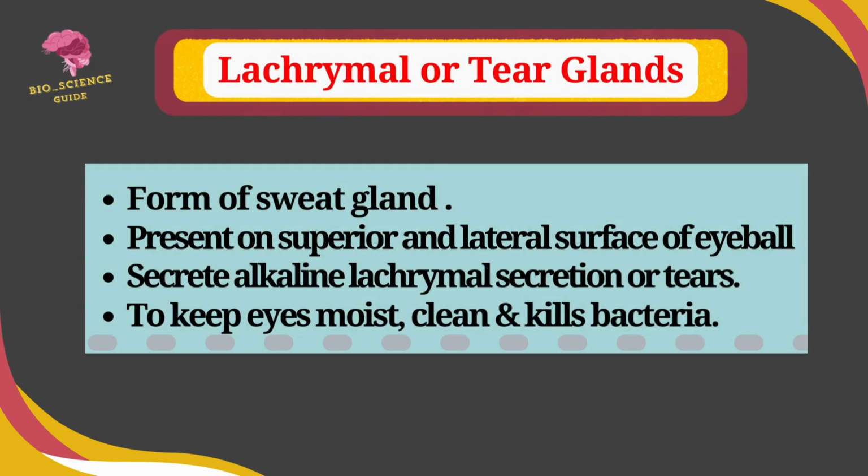Lacrimal or tear glands, which are a form of sweat gland, are present on the superior and lateral surface of the eyeball. The tear glands secrete alkaline lacrimal secretion, or tears, which keep the eyes moist, clean, and kill bacteria.